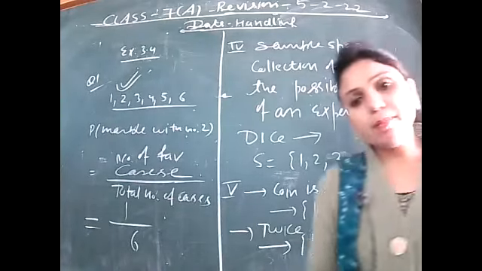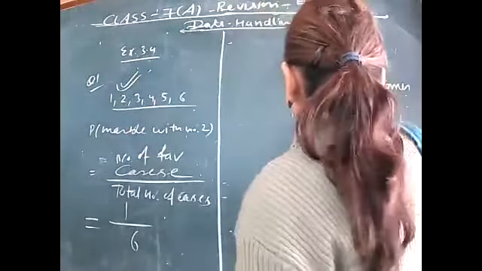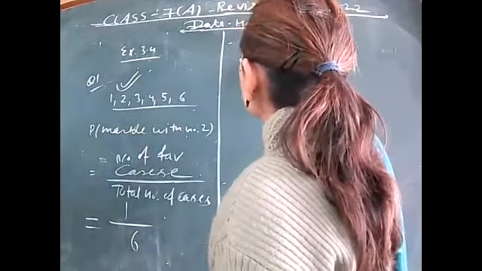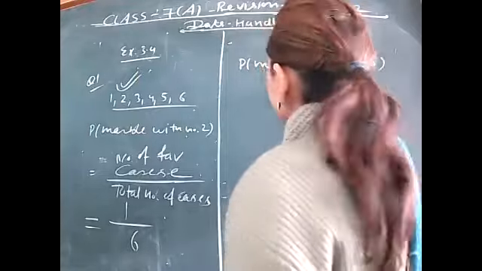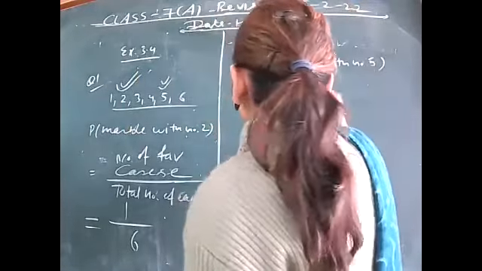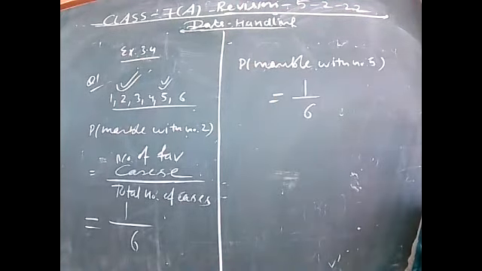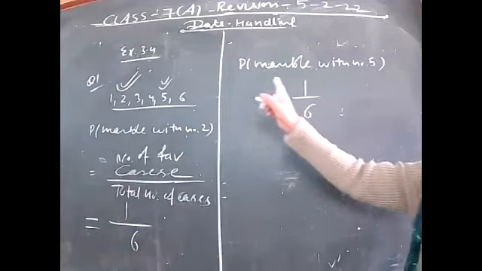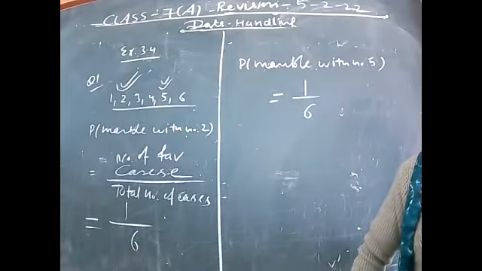What is the probability of getting a marble with number 5? Marble with number 5. 1 upon 6. Right? Favorable case is 1 because there is only 1 marble which is having number 5, and total cases will be 6 as there are total 6 marbles.